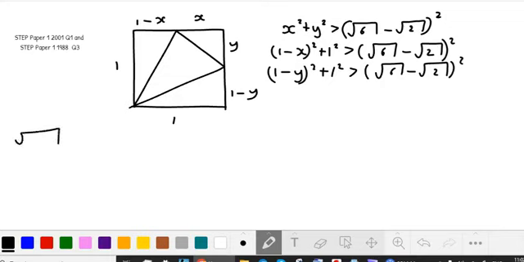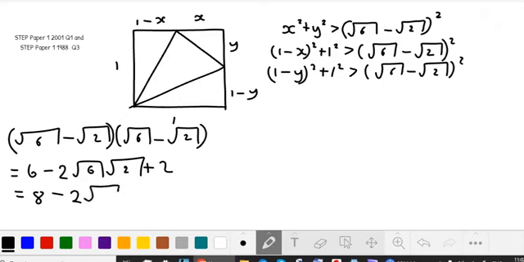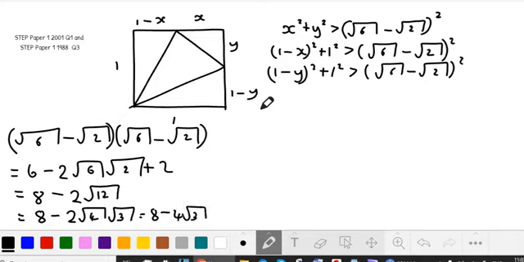Now, root 6 minus root 2 times root 6 minus root 2 is equal to 6 minus 2 root 6 root 2 plus 2, which is 8 minus 2 root 12, which is 8 minus 2 times root 4 times root 3, which is 8 minus 4 root 3.